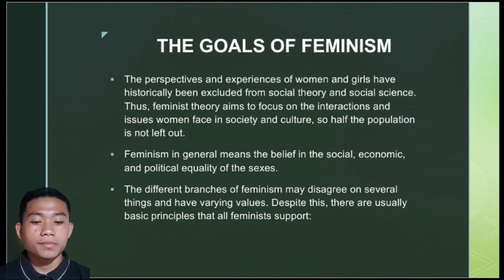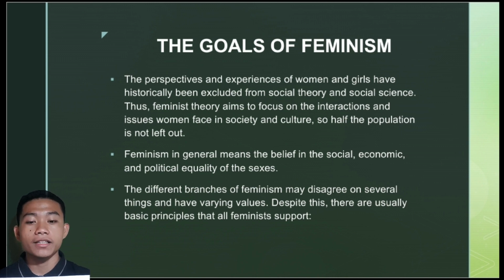The goals of feminism. The perspectives and experiences of women and girls have historically been excluded from social theory and social science. Thus, feminist theory aims to focus on the interactions and issues women face in society and culture, so half the population is not left out. Feminism in general means the belief in the social, economic, and political equality of the sexes. The different branches of feminism may disagree on several things and have varying values. Despite this, there are usually basic principles that all feminists support.